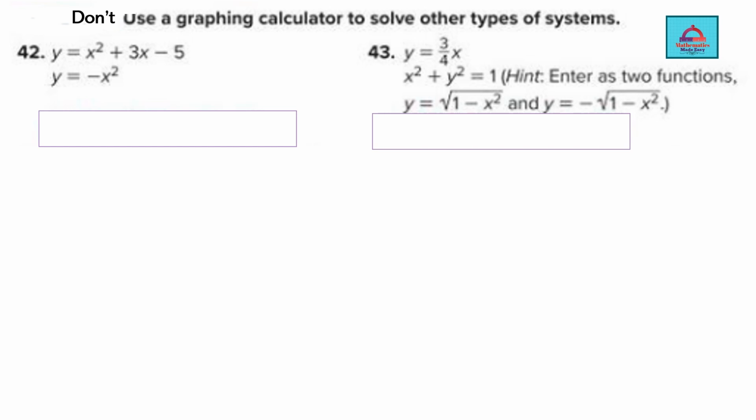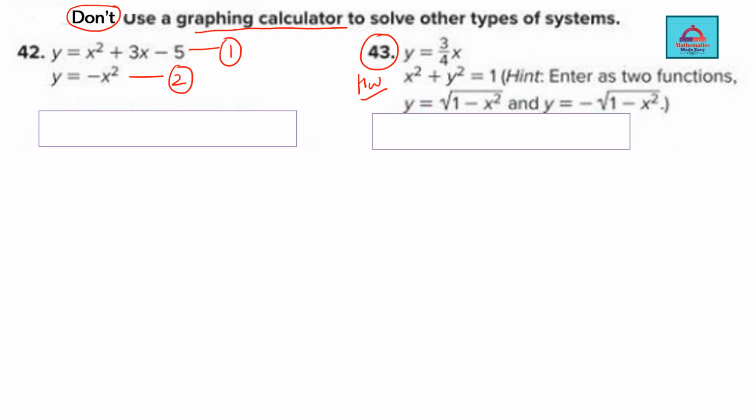Let's solve this question. By mistake in the learning objective in the exam coverage, they have written to use the graphing calculator for this question. So I've changed it to don't use because calculators are not allowed in the exam. So I'm going to do this question 42 for you. Similarly, 43 you will try yourself as your homework without using a calculator.